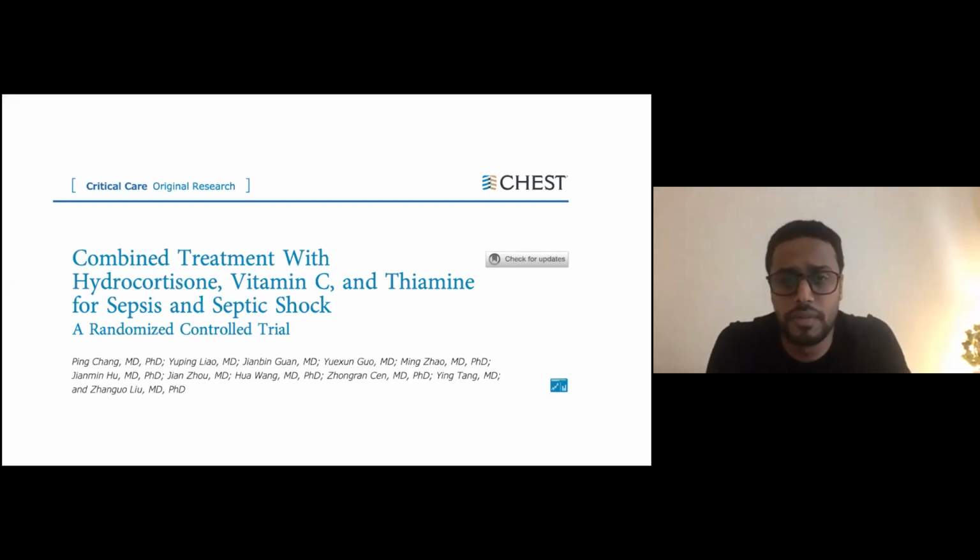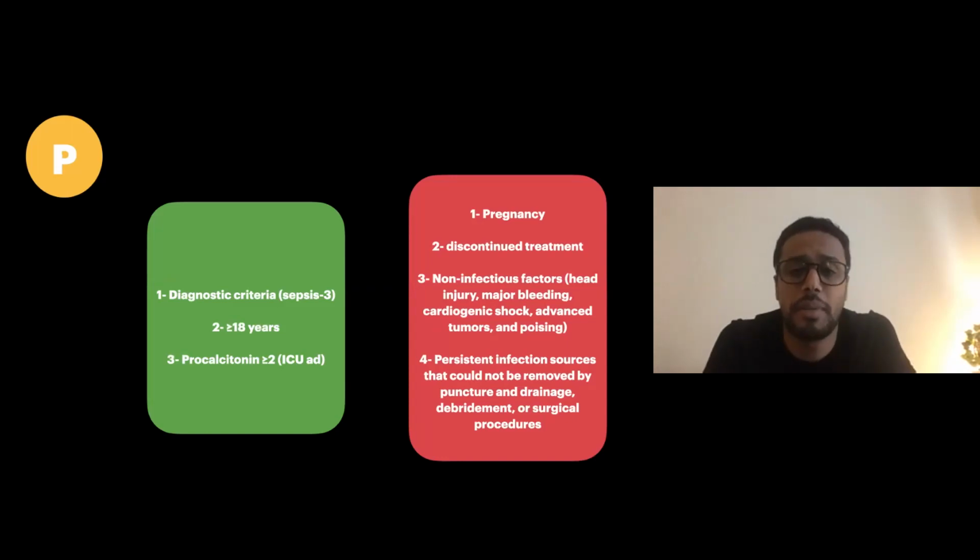To answer today's question, we have this article looking at Marik cocktail, whether it will improve the mortality at 28 days compared to placebo. And their inclusion criteria, basically any patient with sepsis fulfilling the diagnosis criteria for Sepsis-3, older than 18, and at admission in ICU, they will have a procalcitonin level just as an indicator. And they will exclude any patient who is pregnant or who will have any discontinuation of treatment, if he will have any non-infectious factor or persistent infection source that will need elimination by surgery or debridement.